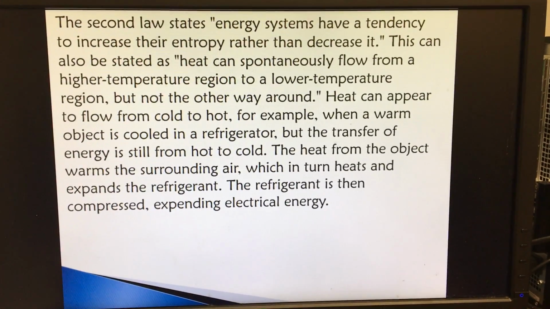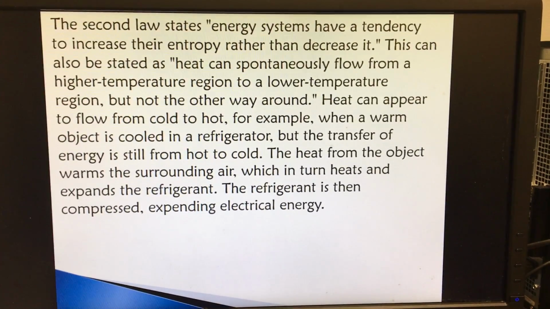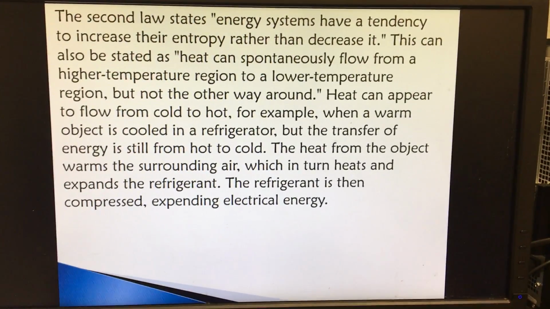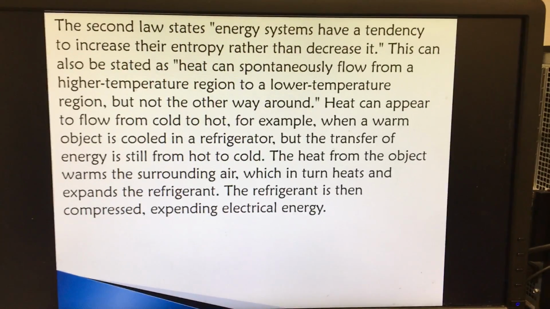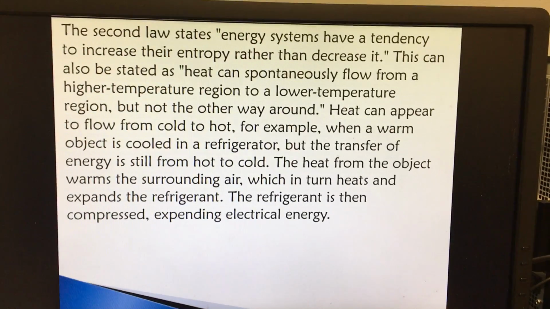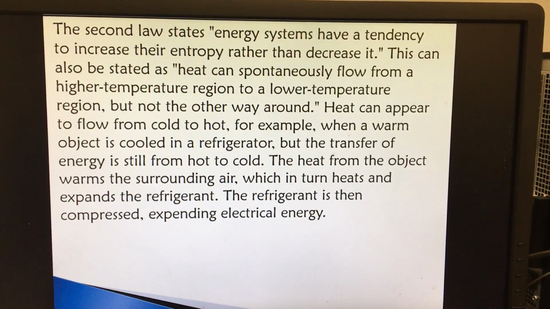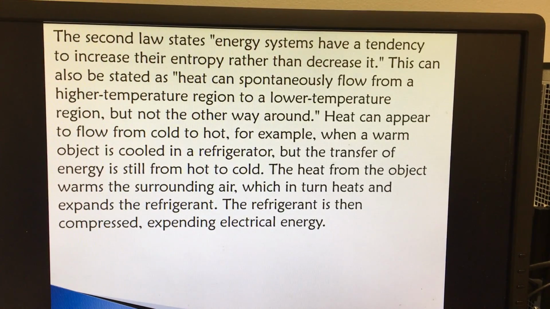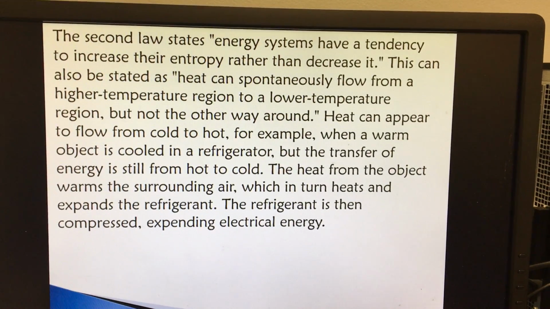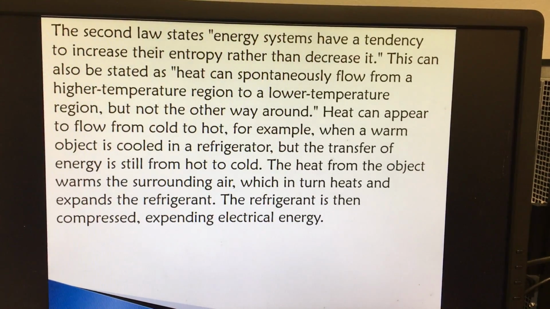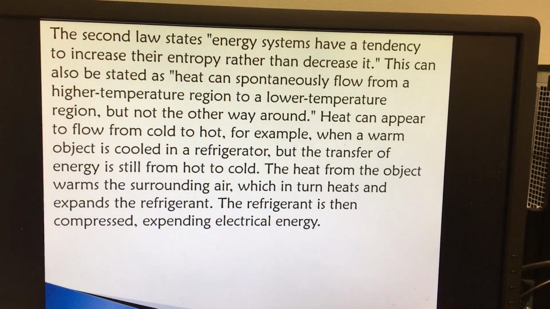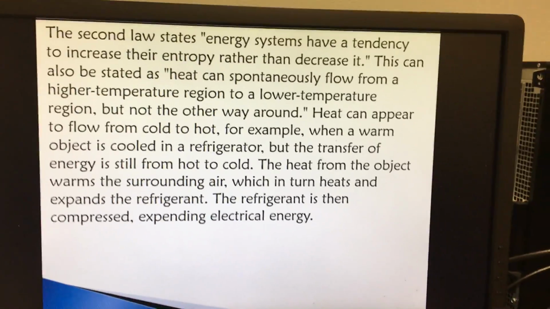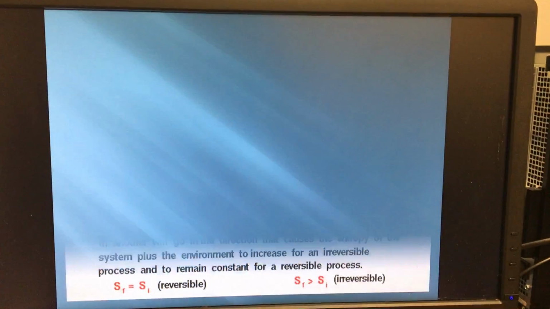For example, when a warm object is cooled in a refrigerator, the transfer of energy is still from hot to cold. The heat from the object warms the surrounding air, which in turn heats and expands the refrigerant. The refrigerant is then compressed, expending electrical energy.